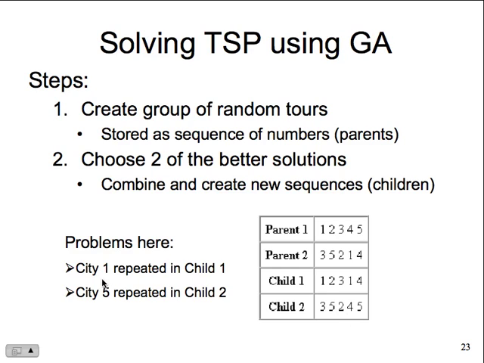So here's a problem. We have city 1 repeated in child 1. City 5 is repeated in child 2. So we just repeat the children for our mutation as an example. These are the two parents, and these are the two children routes that come out of it. The two children routes are mutated from crossovers. Or there's crossover and some mutation that's applied to create the two children.